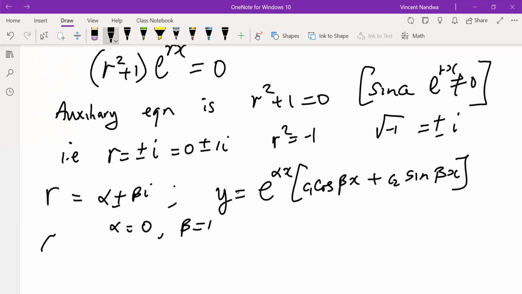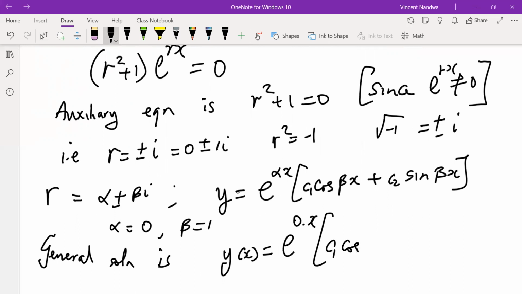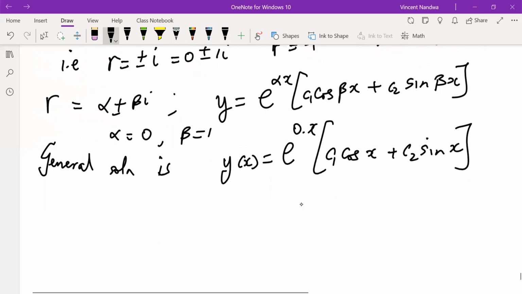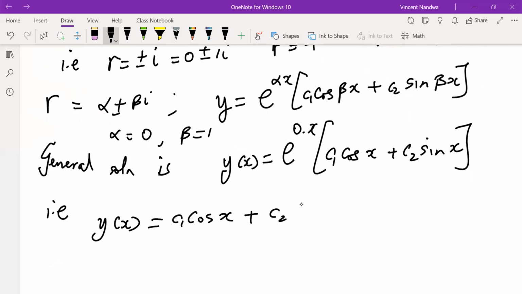So therefore, the general solution is y of x equals e raised to the power 0 times x, so that's alpha, times c1 cosine of x, because beta is 1, plus c2 sine of x. Now 0 times x is 0, and e raised to the power 0 is 1. So the general solution is c1 cos x plus c2 sine x.